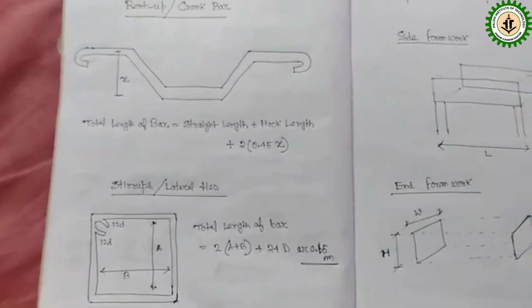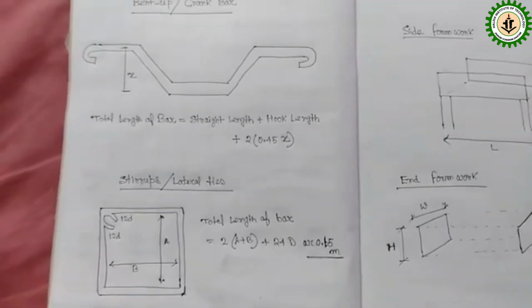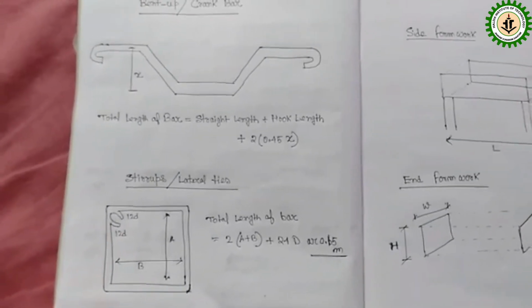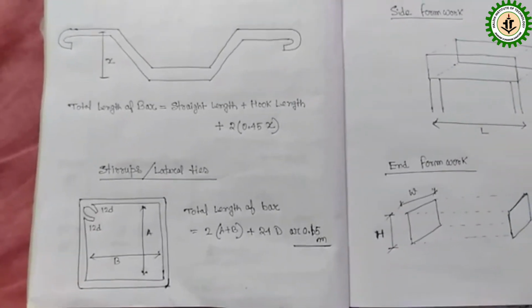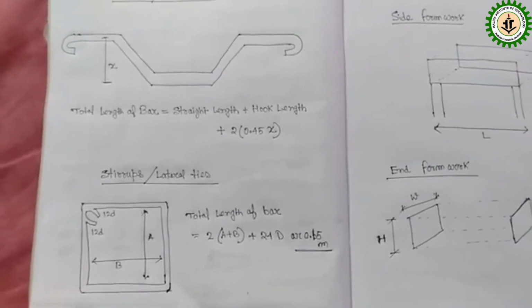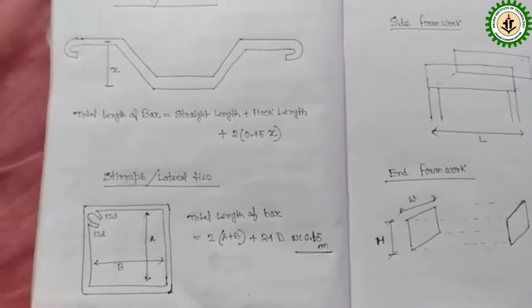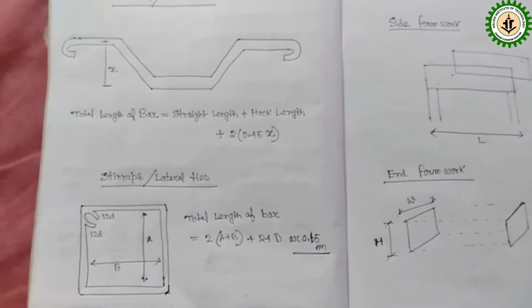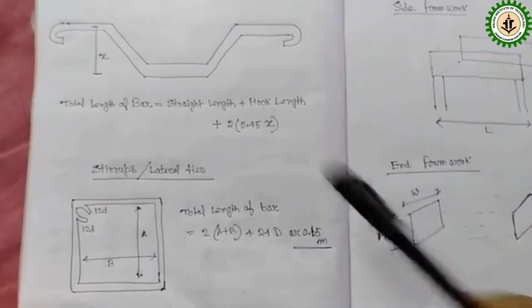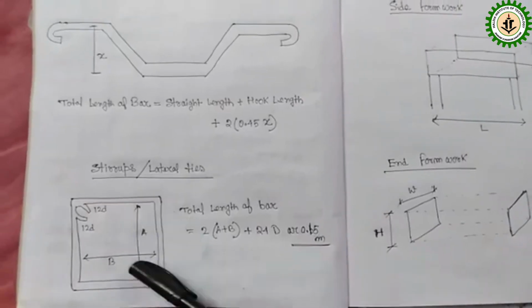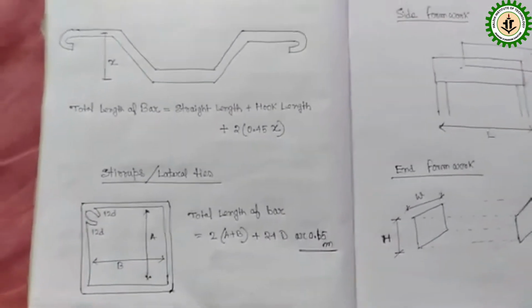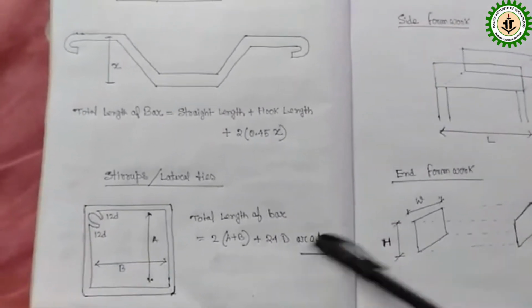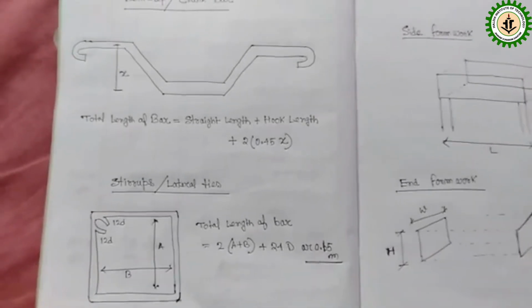So our next bar is stirrup bar or lateral ties. By using one simple formula, we can determine the length of stirrup bars. That is 2 into (a plus b) plus 24d or 0.15 meter. Here a is the vertical distance between these stirrup bars, and b is the horizontal distance between the bars. So this portion is known as a and this portion is known as b.